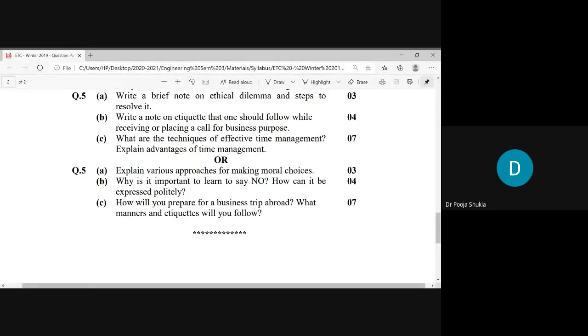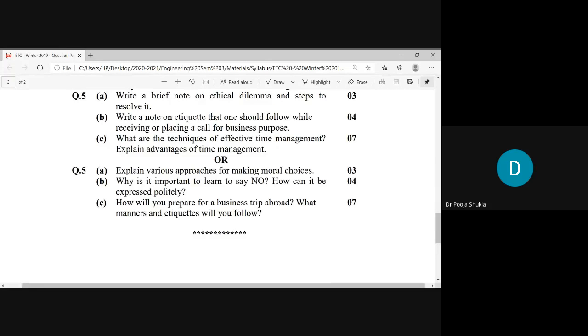So what is an ethical dilemma? It is actually a conflict between two equally lucrative ideas. And the steps to resolve it, there are three steps. Analyze the consequences, look at the people who are being affected, and then take the decision, right? So explain the steps in one or two sentences, not more. Next, write a note on the etiquette that one should follow while receiving or placing a call for business. This is basically telephone etiquette.